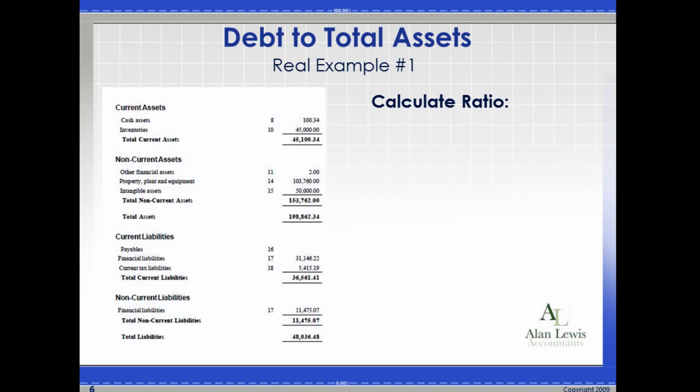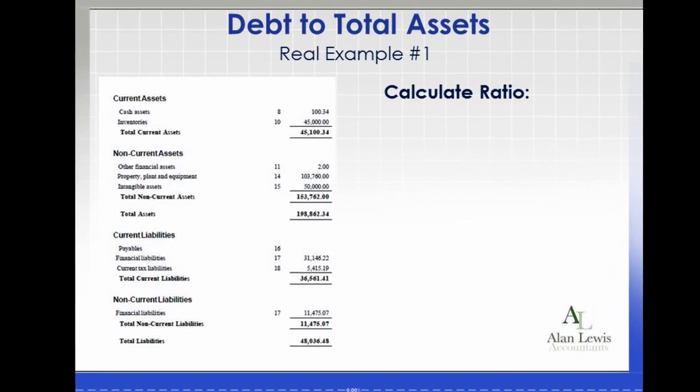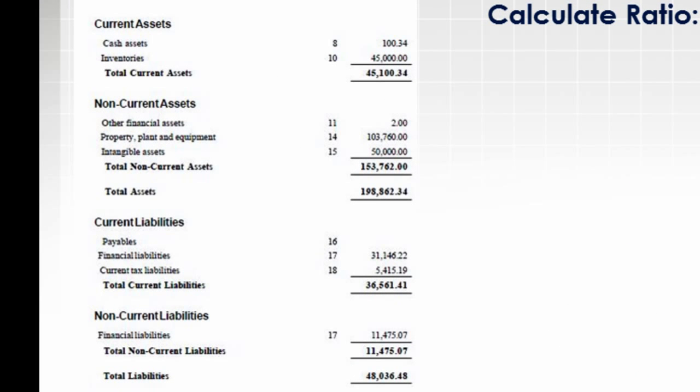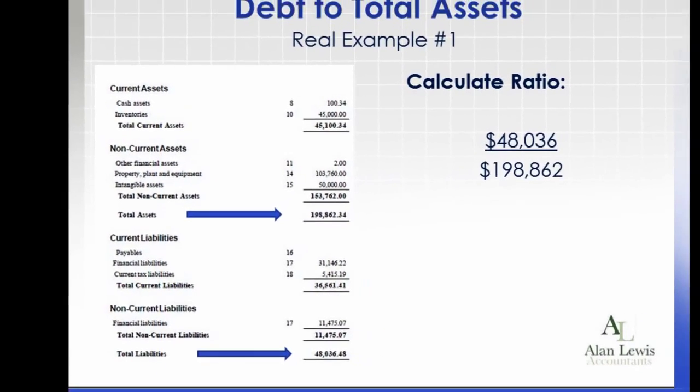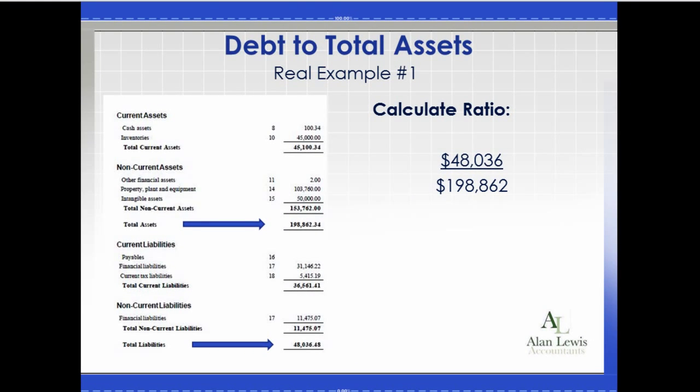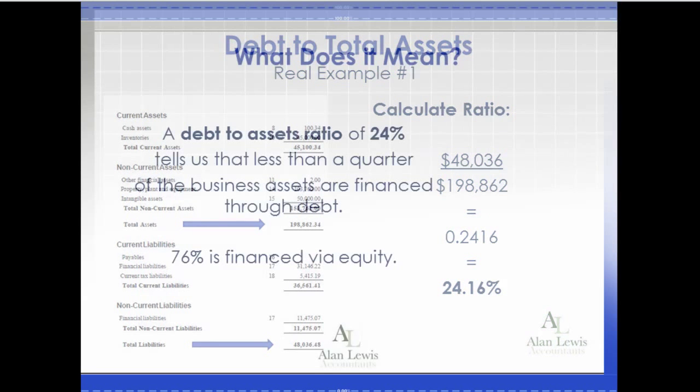Our first example comes from a sole trader in the retail industry. We're looking down his balance sheet, and this time we're going to go for the total liabilities, and we're going to divide that by the total of the assets. Now remember, last time we just looked at current assets and current liabilities. So we're after the totals this time. We're going to multiply the figure by 100 to get a percentage, and we're at 24.16% is his debt to asset ratio.